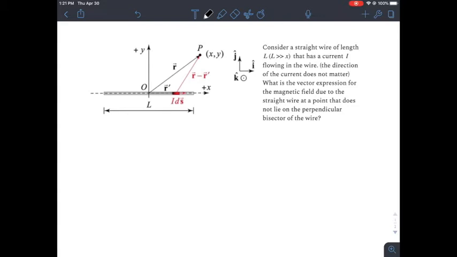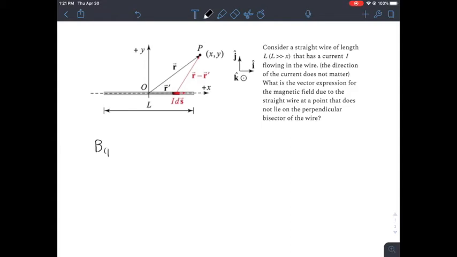So here on the left picture, we already laid out all the integration and vector variables that you need. So I want you to pause the video and try your own. After you try it, come back to the video and I'll show you how I did it.